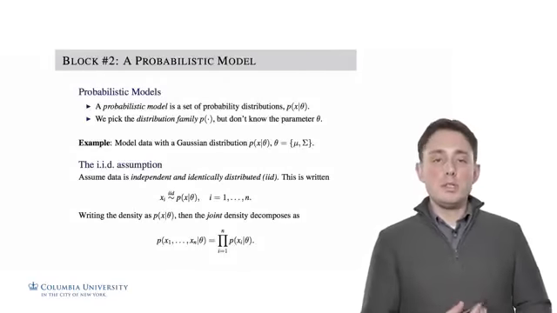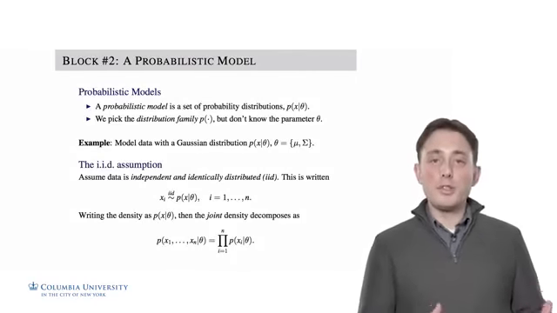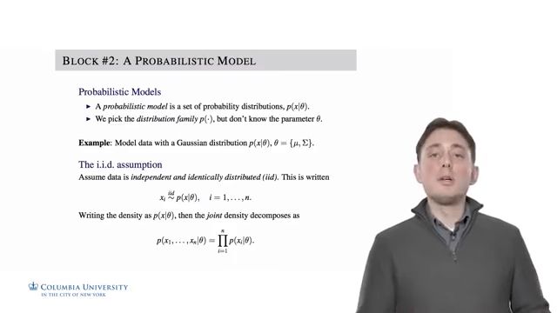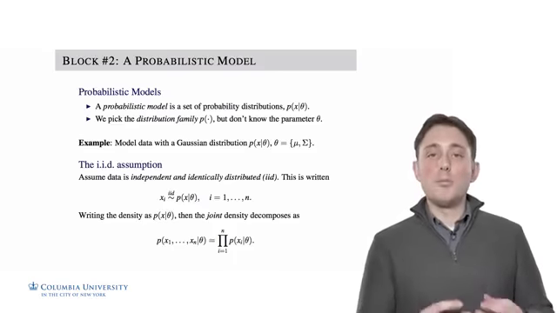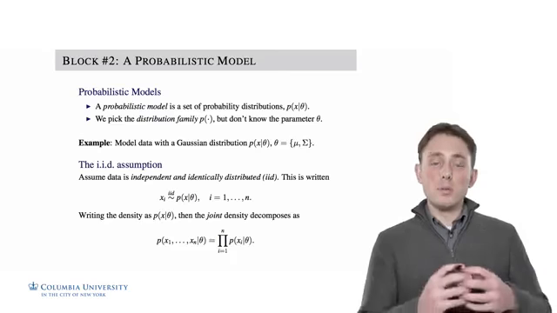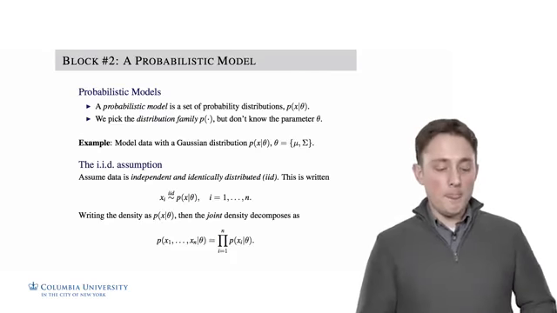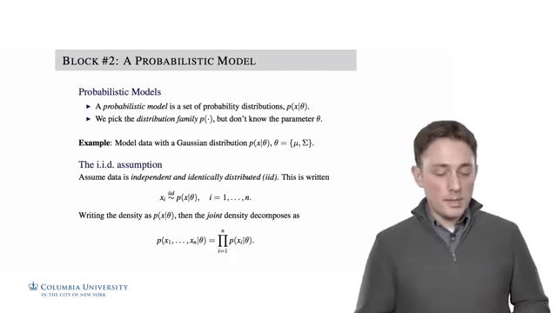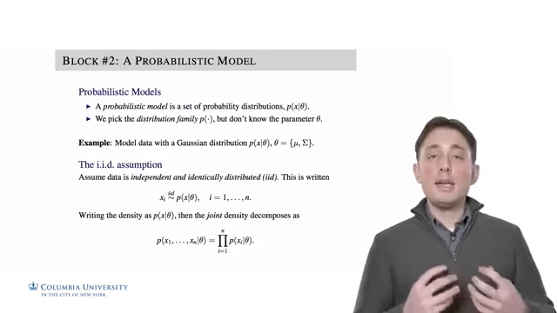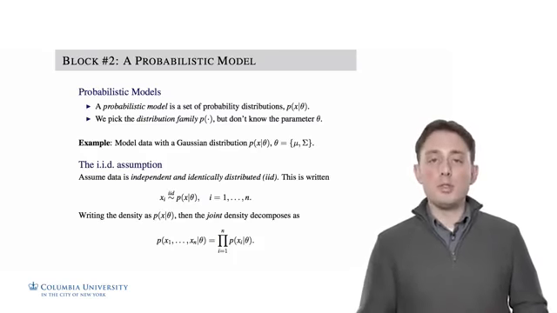Okay, so we use this distribution as part of block 2, defining the model. Again, in this case, we're defining a probabilistic model. So we're thinking probabilistically here. What a probabilistic model is, is simply a set of probability distributions on our data.